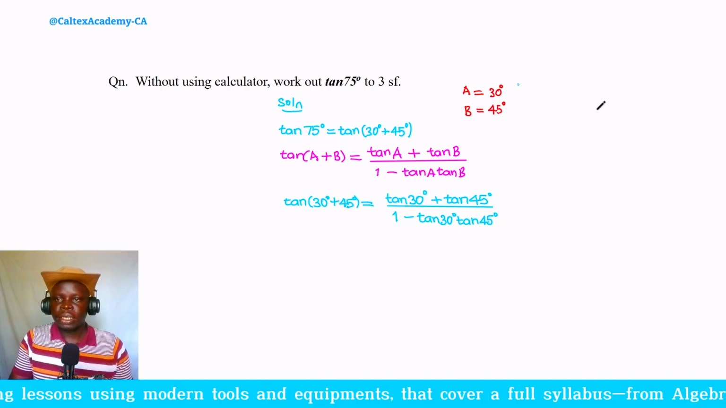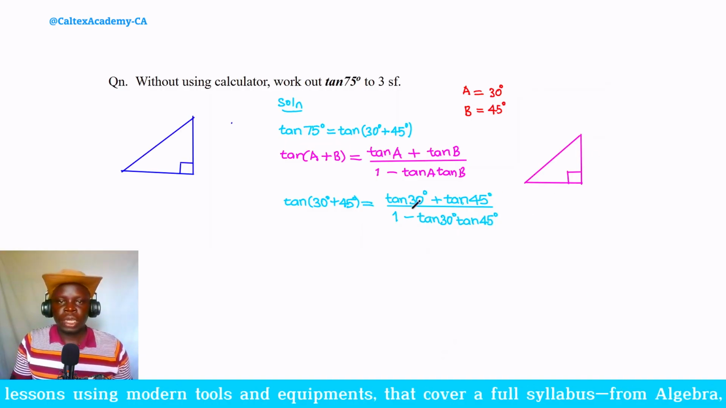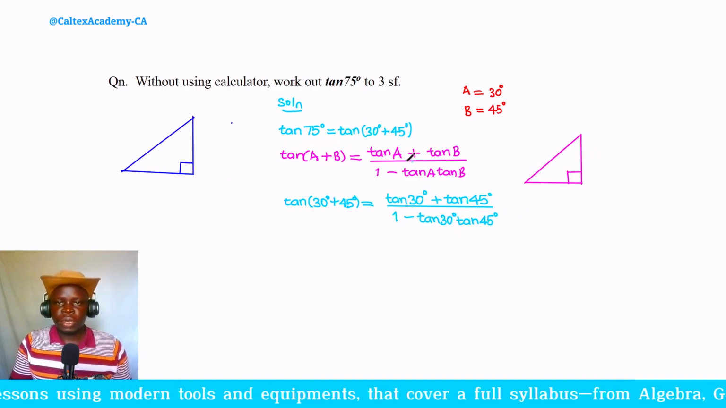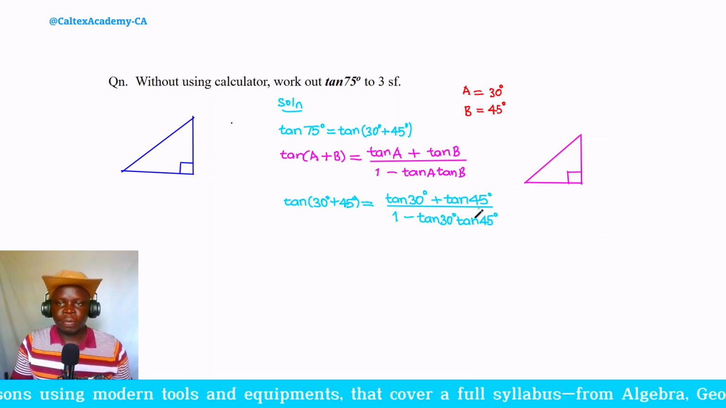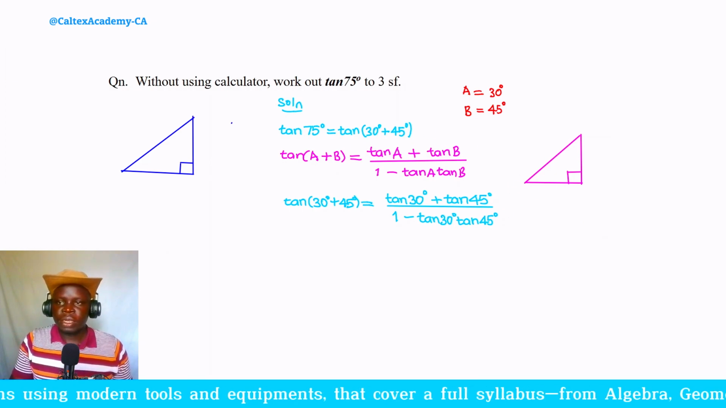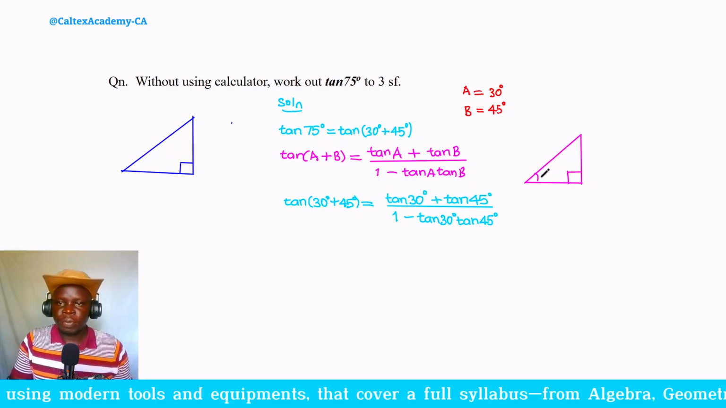So we're going to use that, and let's have some drawing. So here are the two triangles that connect us to these angles, 30 and 45. Now let me assume that this angle here is 45.